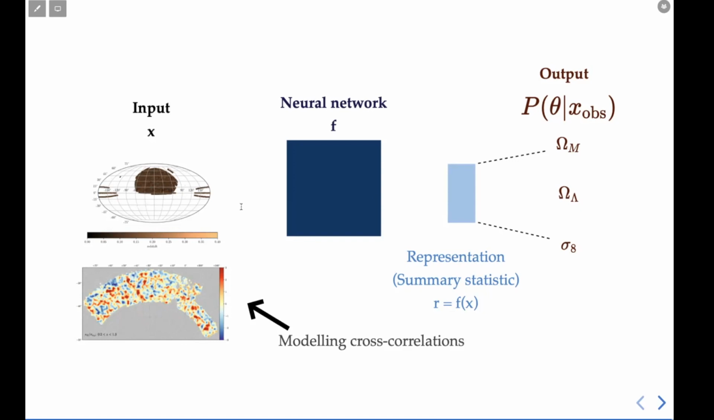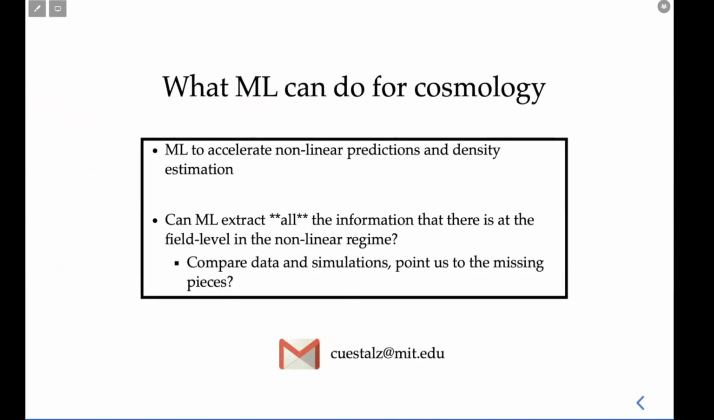So I'm going to finish here with just the things that I think machine learning can do for cosmology. I think it's definitely already used to accelerate nonlinear predictions. So all these emulators, like the one we're using for density split, but many people are working on this sort of emulator. They all use machine learning to some extent, either neural networks or Gaussian processes.